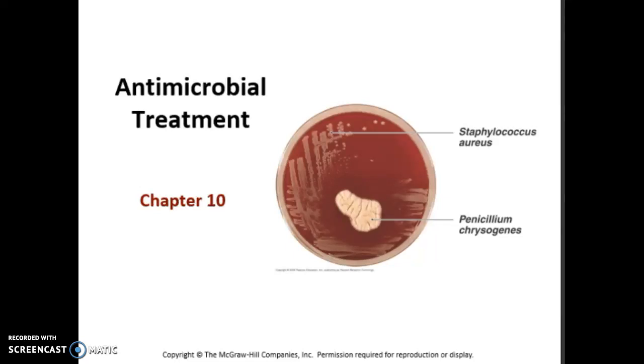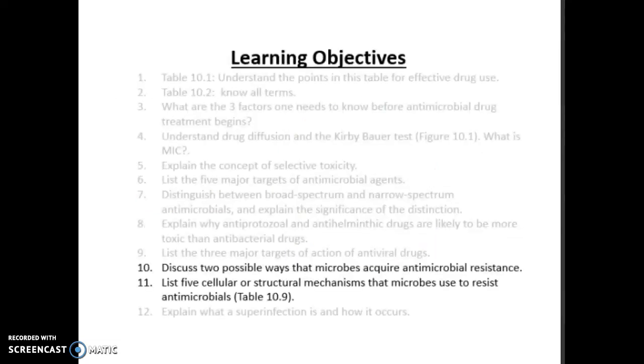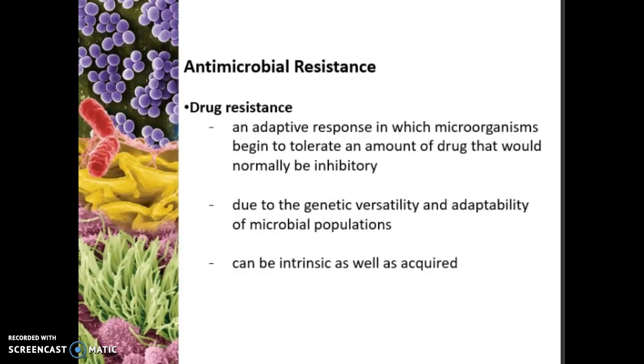Alright, this next section, section 3 for chapter 10, looks at antimicrobial resistance. There are just two objectives for this: the two ways that microbes acquire antimicrobial resistance, and then looking at the different cellular or structural mechanisms that microbes use to actually achieve this.